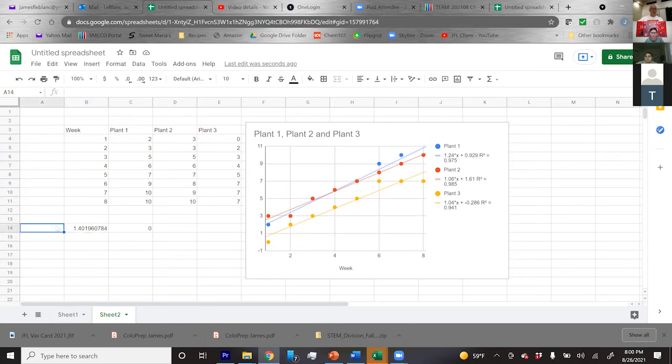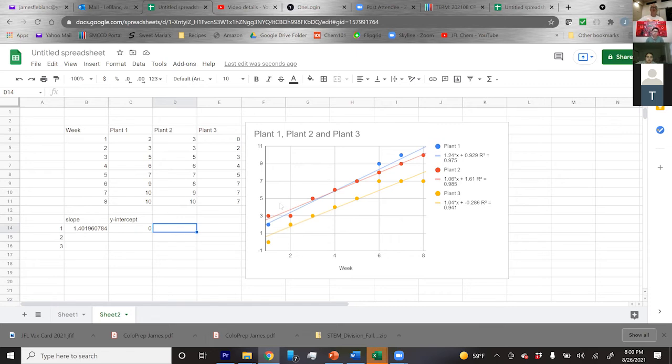So this is plant 1. This will be plant 2. This will be plant 3. This is the new slope right here. And this is the new y-intercept. And you can see the new y-intercept is 0. So it basically drew a line and it forced that line to go through 0 and then fit everywhere else. And so you can see that the slope now is greater than it was before.